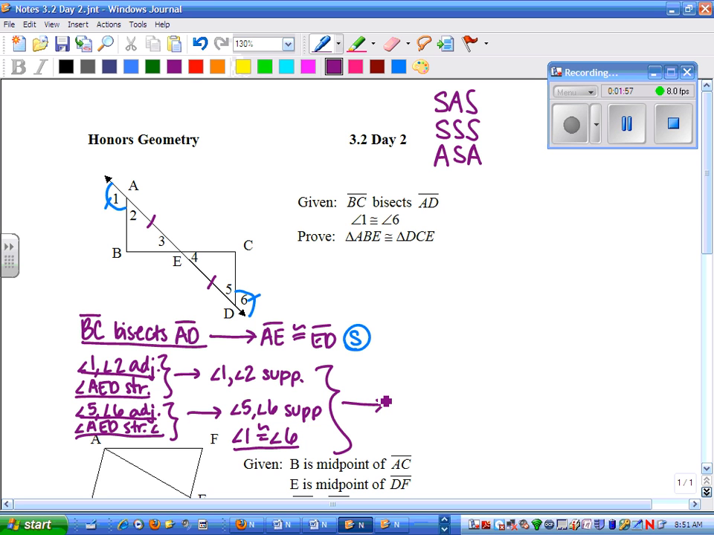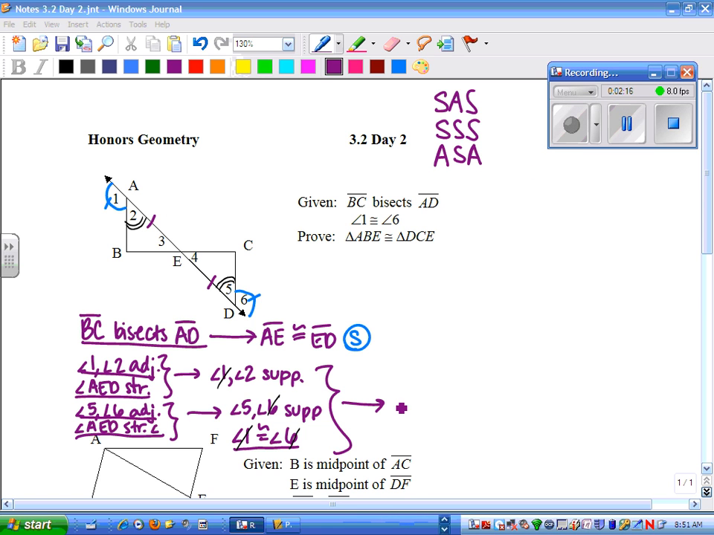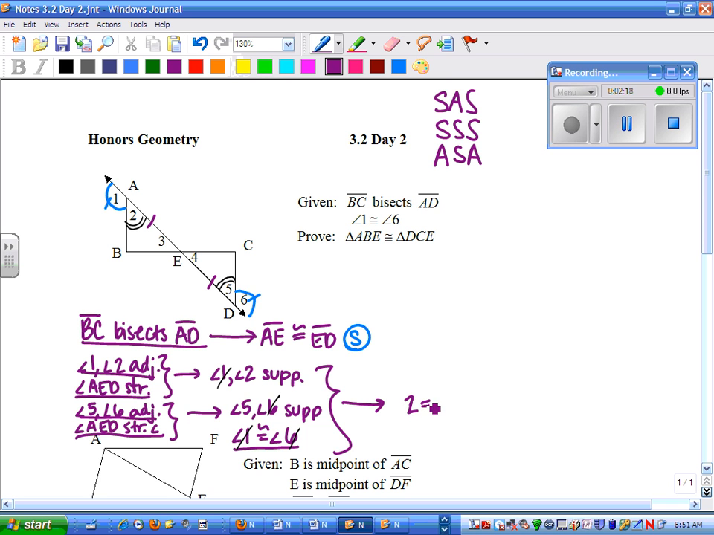Okay, and if I have 1 and 1 and 6 and 6, I can go ahead and sort of cancel them out. 1 and 1, 6 and 6. What's left is 2 and 5. So angle 2 and angle 5 are now congruent. That is an angle inside the triangle that I want. And that's my second A. So angle 2 is now congruent to angle 5. Okay, and there's my A. Okay, so I can do angle side angle.